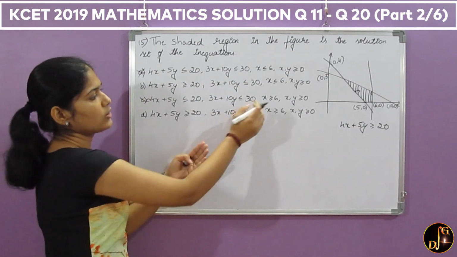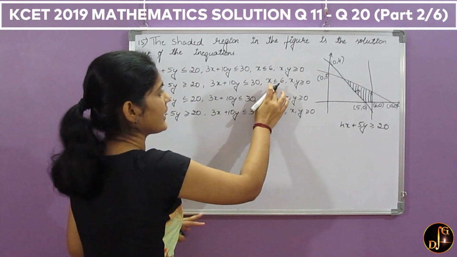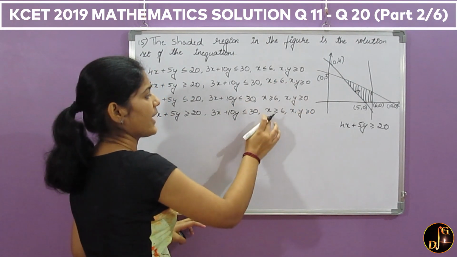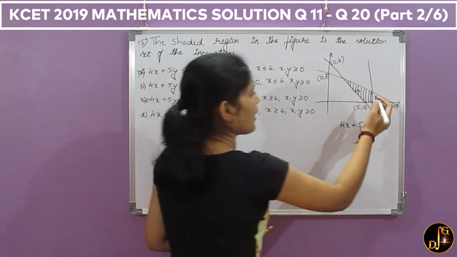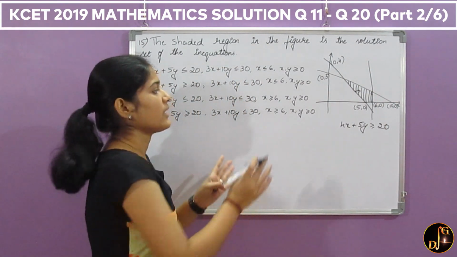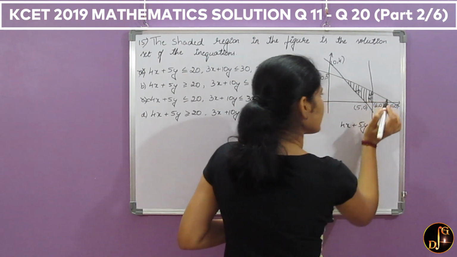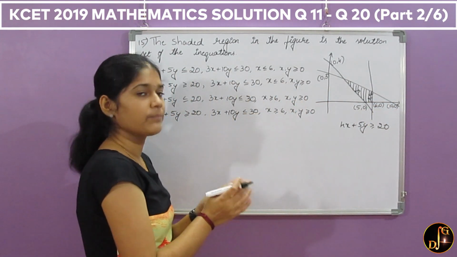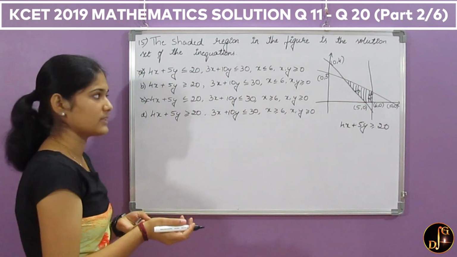So let's move on to the next inequality. In this we have x is less than or equal to 6 and here we have x is greater than or equal to 6. Observe here, this is the line x is equal to 6, right? That means this is towards the origin. The region is towards the origin. So the correct option is x is less than or equal to 6.